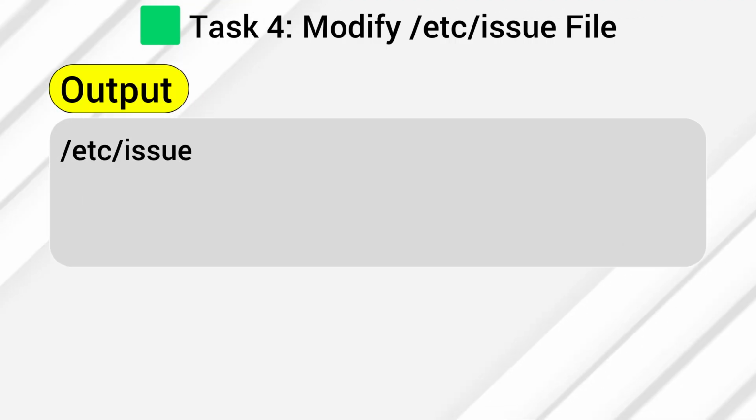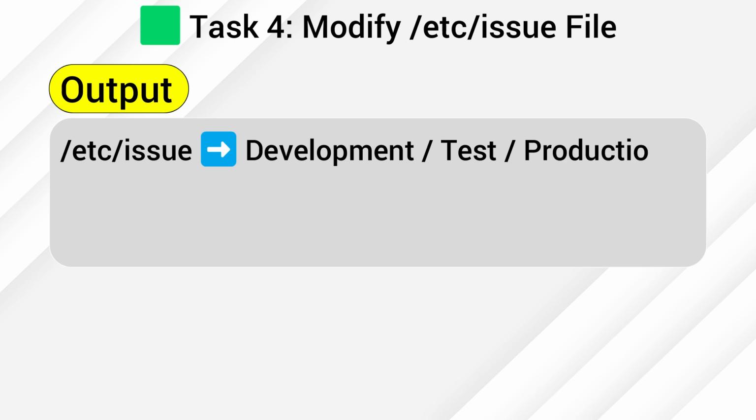Task 4. We modify the /etc/issue file to display an environment label. On dev machines, it says development. On test, it says test. And on prod, it's production.